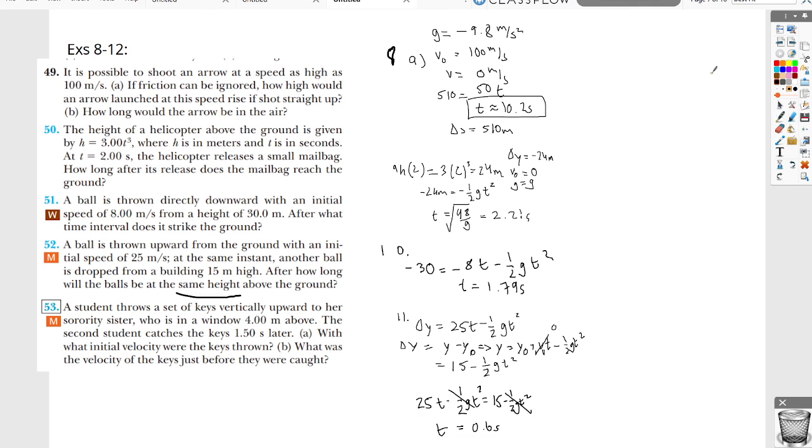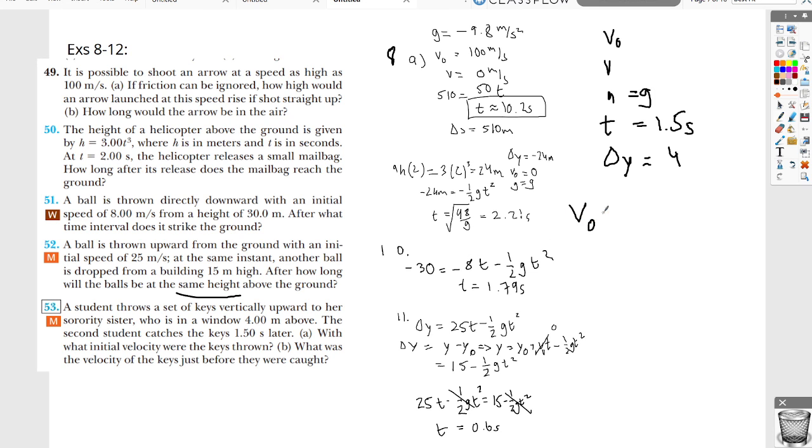Okay, so we want to find v naught and v. We have a, which is equal to g, we have delta y, and we have time, which is 1.5 seconds. So we could use the second or the third equation. The y is positive 4, because y naught's at the bottom, and y is on top. So we could use any of the equations. Let's use the second equation so that we can find v naught.